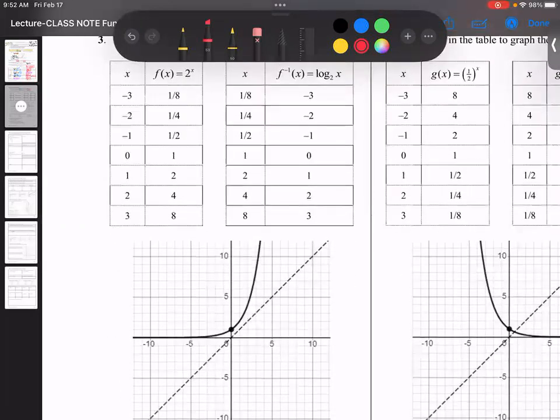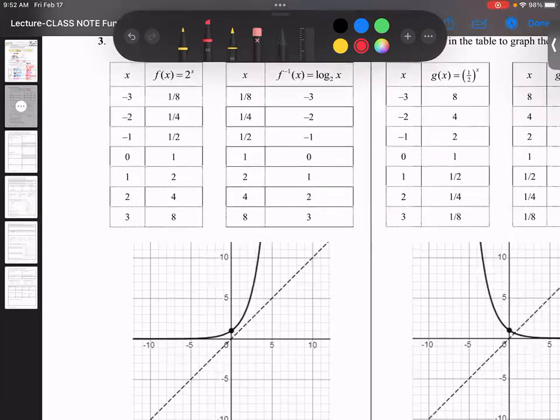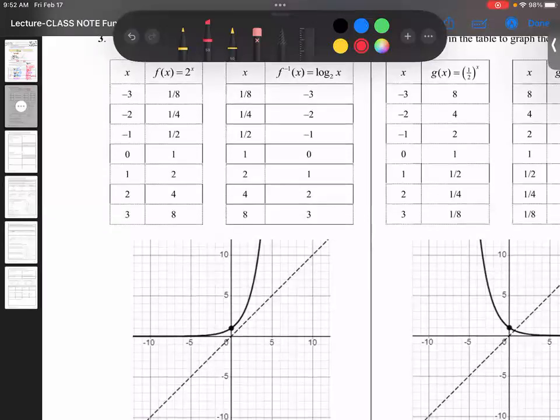All right, so they did the table for us. They graphed the exponential function for us also. Now our job is to graph the log. So x is 1/8, y is -3. Right here, really close to the y-axis. X is 1/4, so it's a quarter. Y is -2. Right there, just slightly further out. X is 1/2, y is -1.